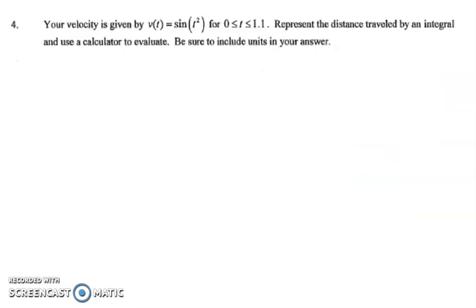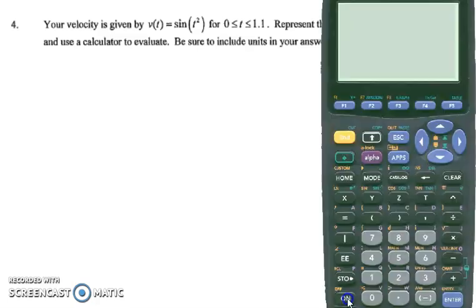And then the last problem I'll do in this video says my velocity is given by the velocity function sine of t squared on the interval from 0 to 1.1. We want to know the distance traveled using the integral on our calculator. So I'm going to pull up my calculator and we'll get to this problem.